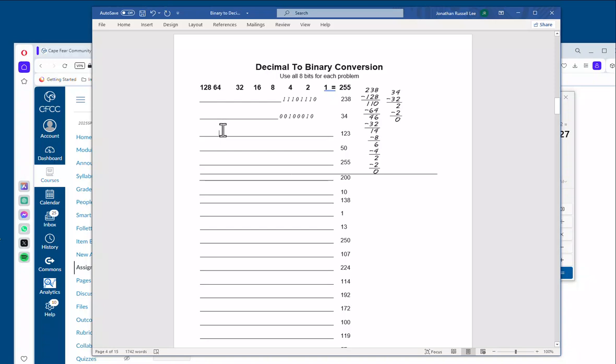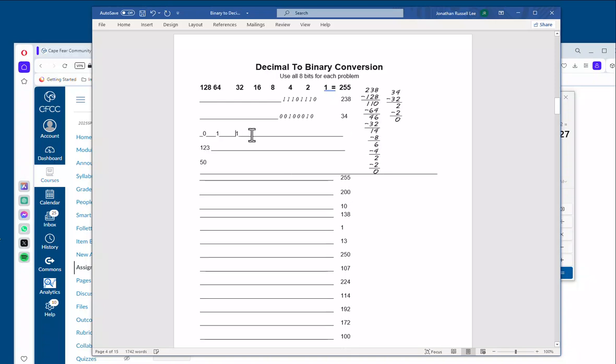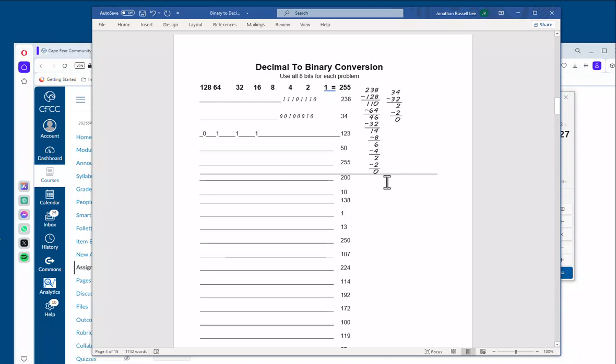Hang on. Let me see if I can do this. 0, and then a 1, and then a 1, and then a 1. This is going to mess up my formatting, but that's okay. Let me see if I can do something about that. Okay, so 123 is what we're working on. We got a 64, a 32, and a 16 so far.